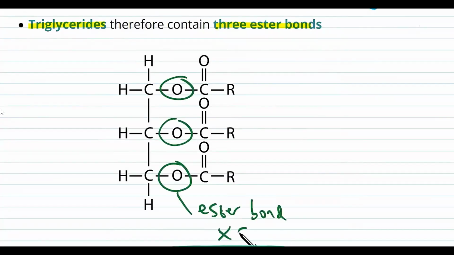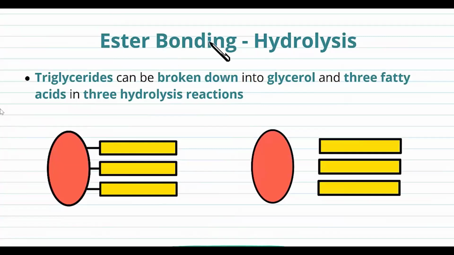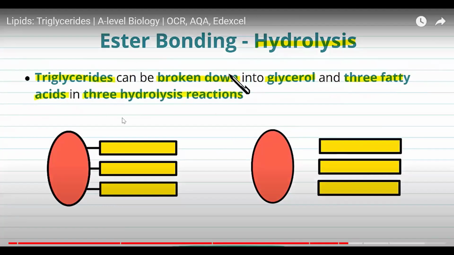In forming ester bonds, we used a condensation reaction, and breaking them down, we use something called a hydrolysis reaction. So the triglycerides can be broken down into glycerol and three fatty acids, which are the components which make them up, in three hydrolysis reactions.